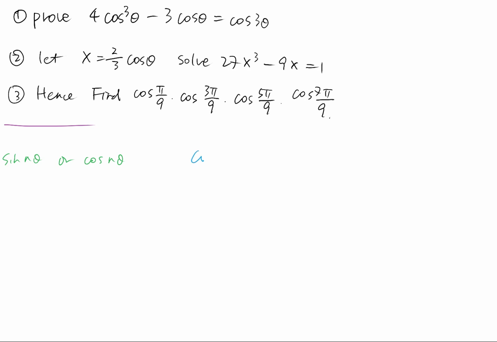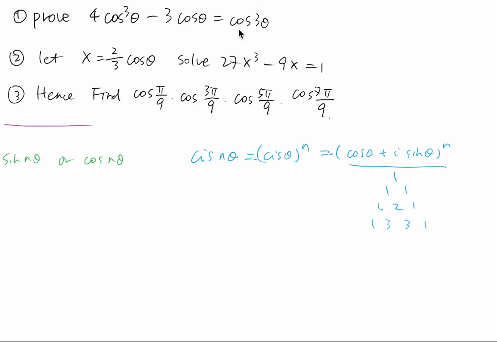So cis n theta also equals cis theta all to the power of n, which is cos theta plus i sine theta all to the power of n. And then you just use binomial expansion to expand it using Pascal's triangle: 1, 1, 1, 1, 2, 1, 1, 3, 3, 1.